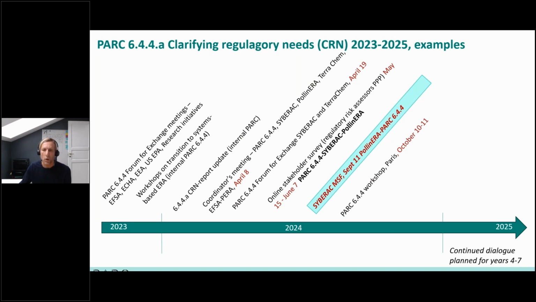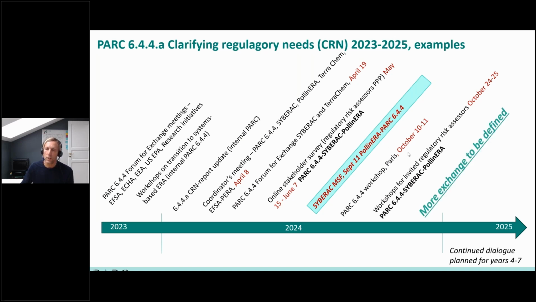This is a workshop in Paris that we will have in 644, to which we will also invite other projects. It will be held in October. And then we'll have a follow-up activity on the survey, but that's also only for invited regulatory risk assessors to continue to discuss the results of the survey. That, again, is a joint activity between 644, SYBERAC, and PollinERA.